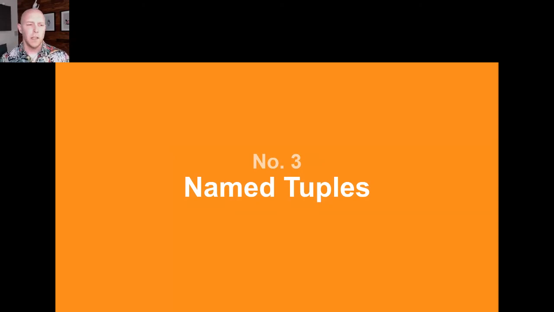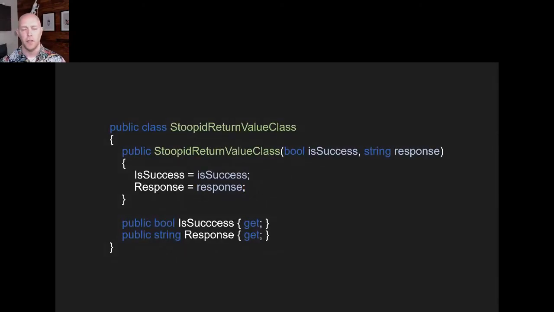So we're getting closer to the end here, but we've got number 3, named tuples. So lots of us, probably all of us, have written code like this at some point. We create this stupid return value class that needs to return 2 values. And since C# cannot return 2 values, we need to have a specific class for it, or use out parameters, but you can't use out parameters in an async operation. So we end up writing these stupid classes, in this case, one that has an isSuccess and then a string that is the actual response.